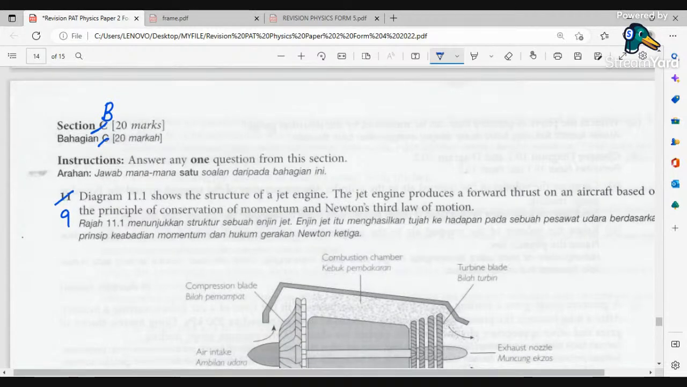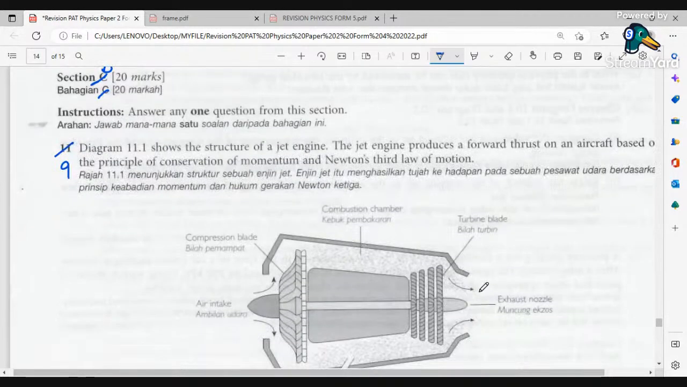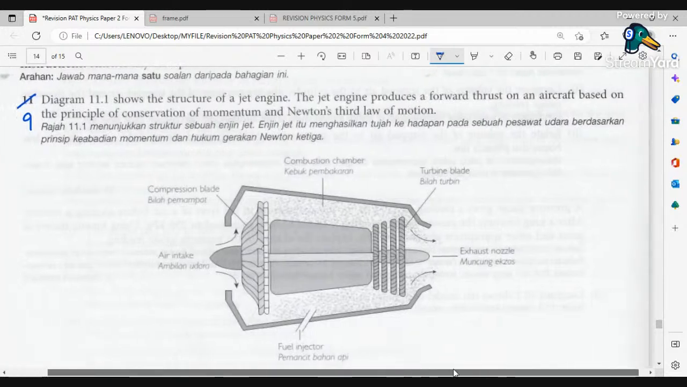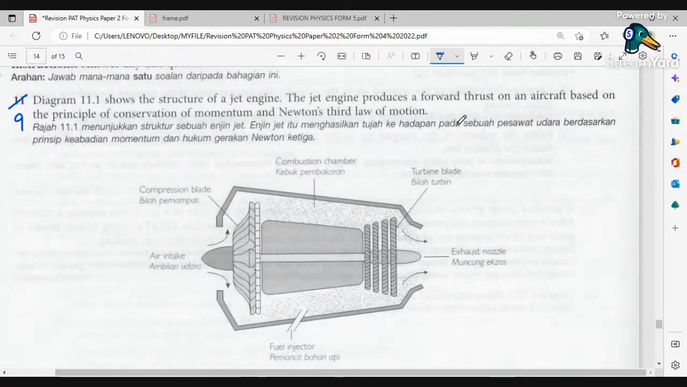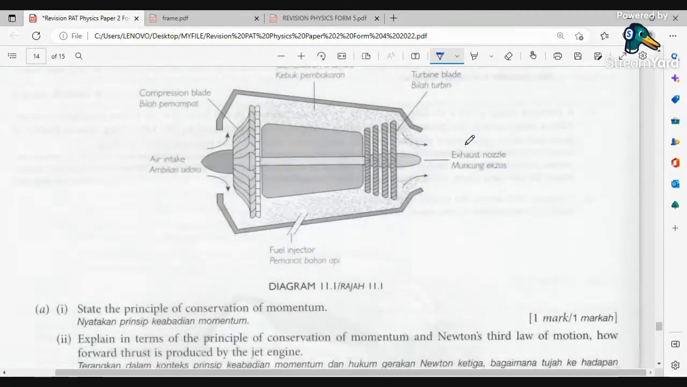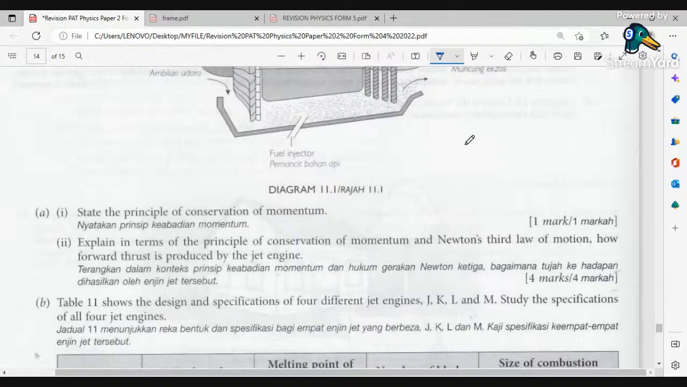Okay, question number 9. Look at this question first. Diagram shows structure of jet engine. The jet engine produces a forward thrust on an aircraft based on principle of conservation of momentum and Newton's third law of motion. State the principle of conservation of momentum. This one no choice, you all have to mention. You have to memorize all laws, all principles.